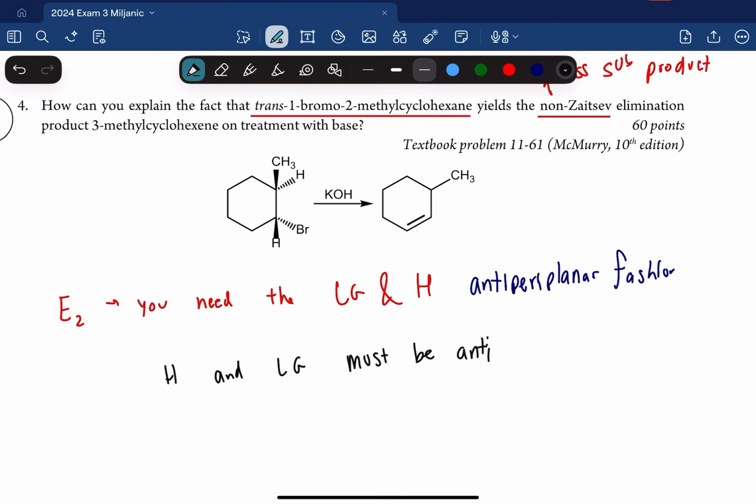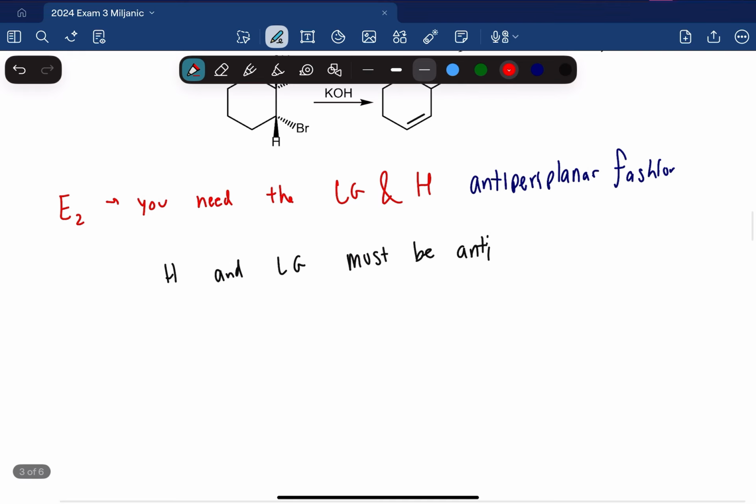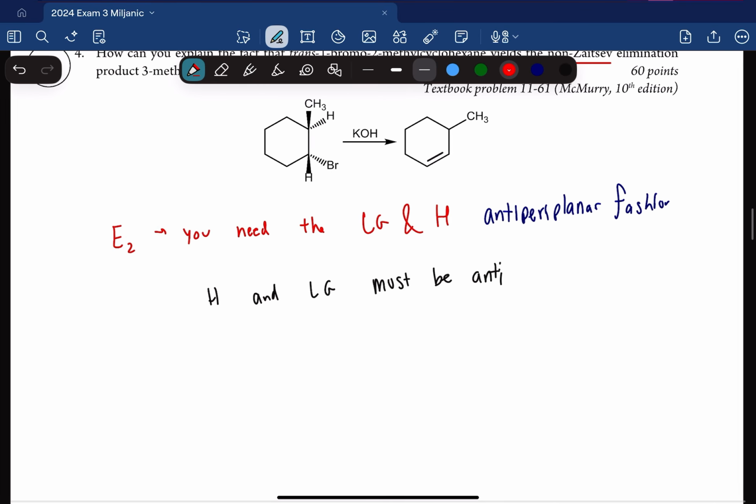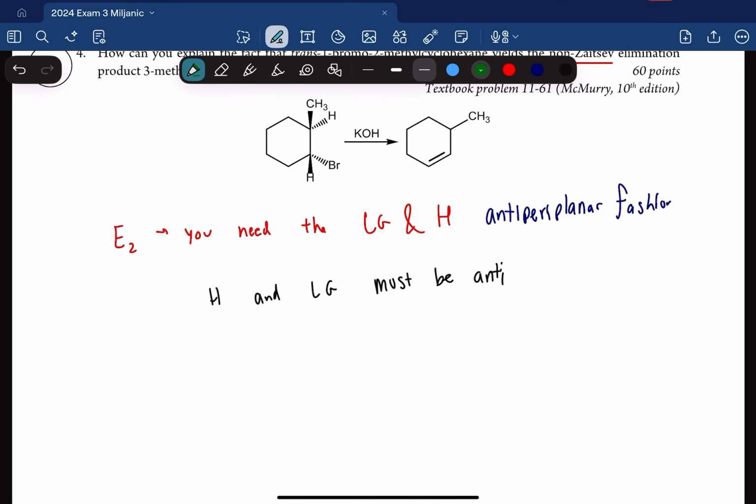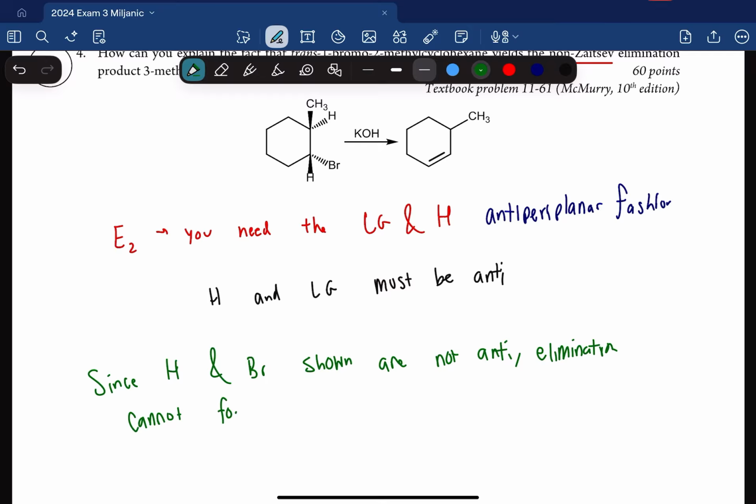So for your explanation, and wow, this is worth 60 points, all you need to say is, we'll write it in green here. So since H and Br shown are not anti, elimination cannot form Zaitsev product.